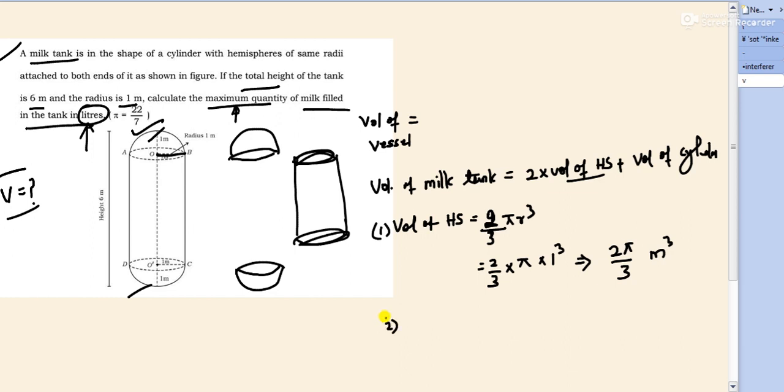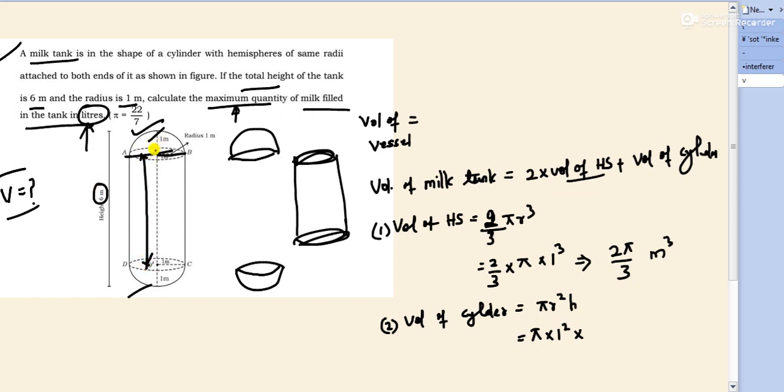Now coming to the second, volume of cylinder. So what is the formula? It is pi r square into h. So you have pi, let me keep it as it is. You have r, it is 1 only, 1 square, into what is h? Yes, it is the height of the cylinder. Now this total was 6.